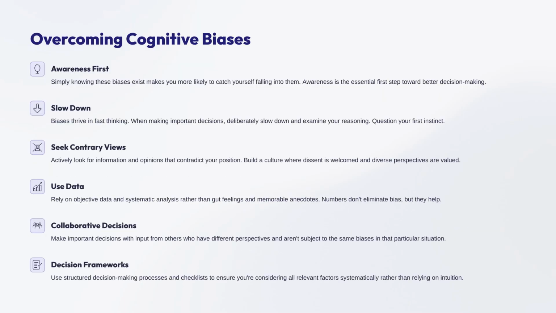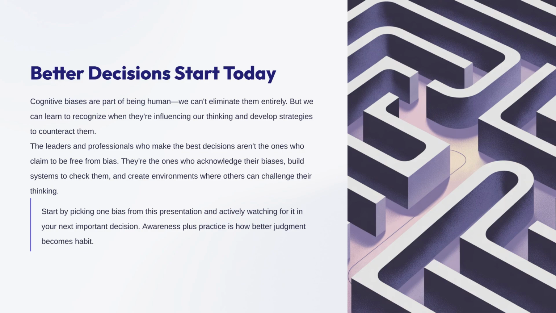We can overcome biases by first building awareness. Then, slow down important decisions to question your first instinct. Actively seek contrary views and rely on objective data and systematic analysis. Finally, use collaborative decisions and structured frameworks. We can't eliminate biases entirely, but we can recognize them and develop counter-strategies. The best decision makers acknowledge their biases, build systems to check them, and create environments where their thinking is challenged. Start by focusing on one bias from this video and actively watching for it in your next decision.